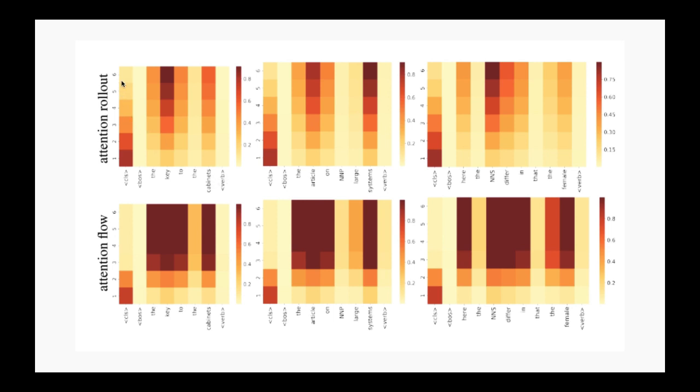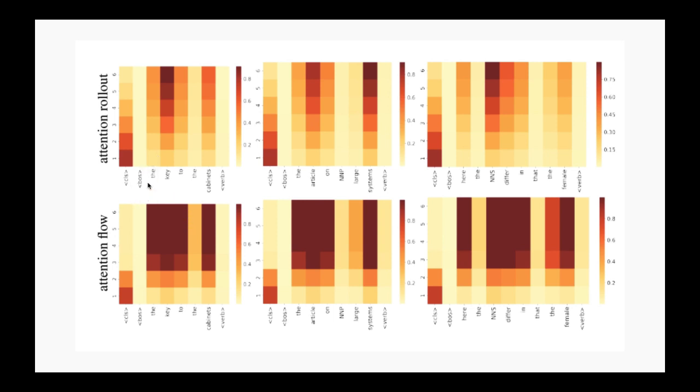And you can see when you go to the last layer of this model, it actually pays very, very strong attention to the word key. And the same goes for other examples as well. You can see that as it goes to higher layers, it pays more attention to certain important words. And you can also see a similar pattern in attention flow. When you go to the higher layers, it pays stronger attention to important words.